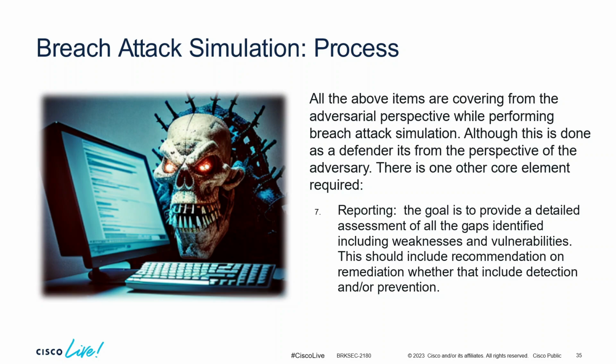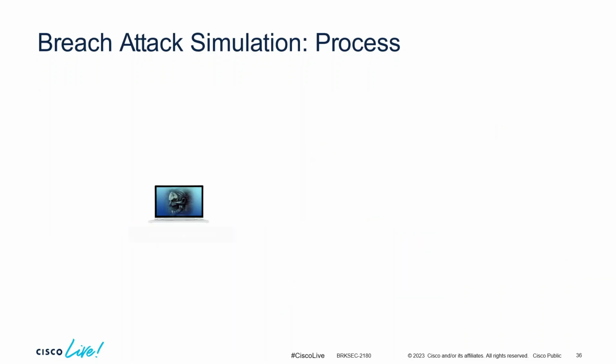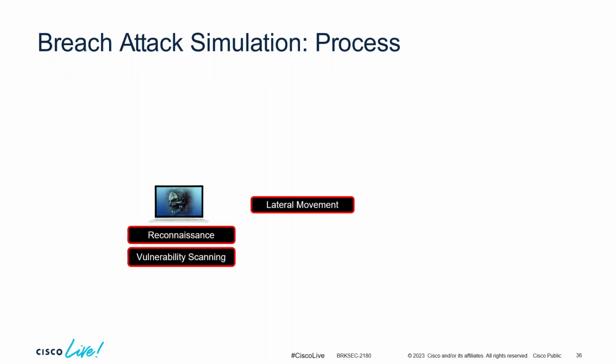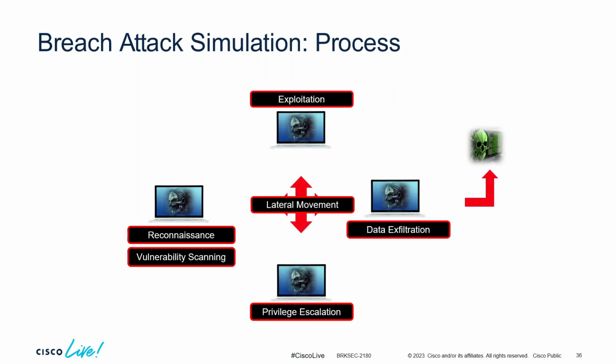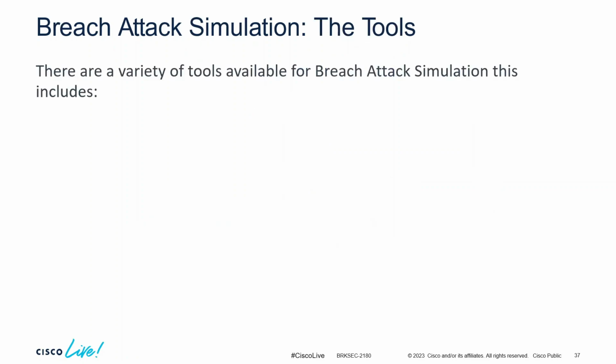So this is where red and blue team really come together and start building out the defensive capabilities based on the red team's exercise here. And the goal here is to simulate this as if the adversary is targeting us. So we as a team improve our overall security posture, our ability to respond with accuracy moving forward. So as I mentioned, reconnaissance, vulnerability scanning, lateral movement, exploitation, privilege escalation and data exfiltration might take place.